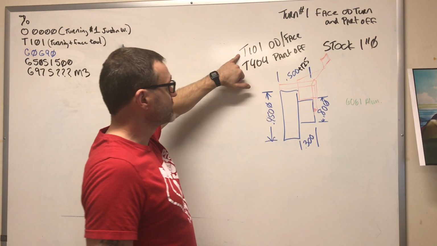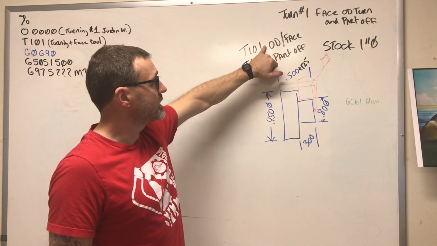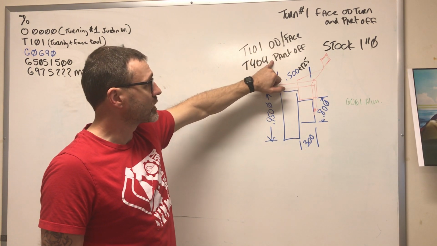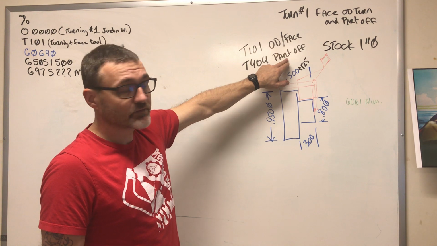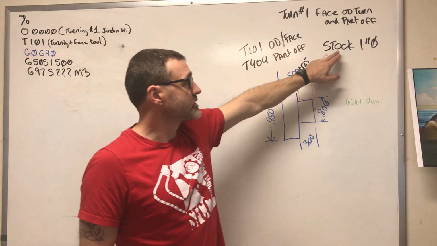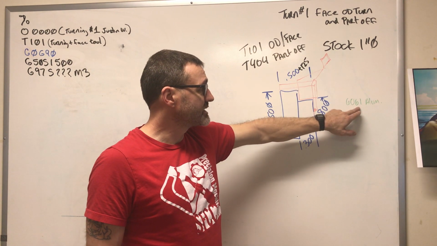These are the tools we're going to use, tool 1, tool 4. This is our OD turning and facing tool. This is our part off tool. It is 125 thousandths wide. Our stock is 1-inch diameter 6061 aluminum.